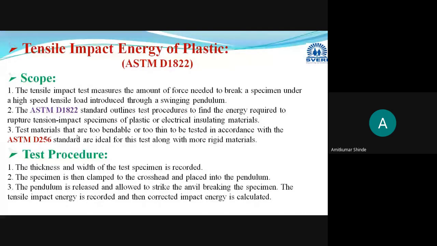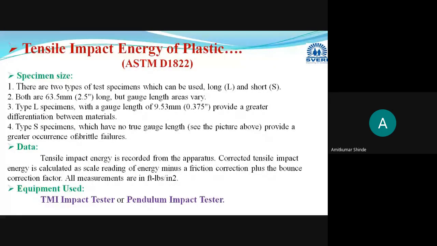Now, in the previous session, I completed this, but I have collected more information related to the tensile impact energy testing, and which standards you have to follow according to the ASTM standards, that is, the American Society for Testing and Materials. I have collected that along with the test procedure, the specimen size you have to use, and which equipment is used for determining the tensile impact energy.